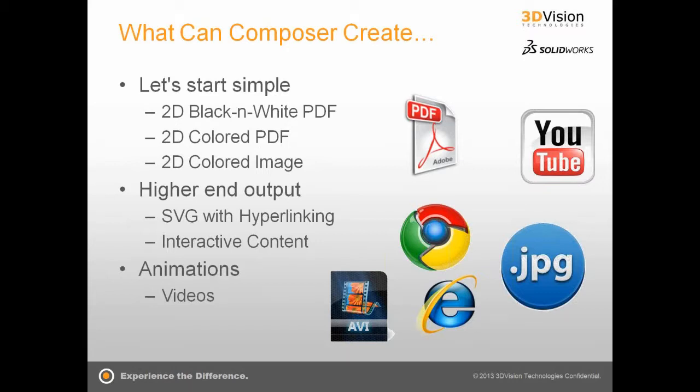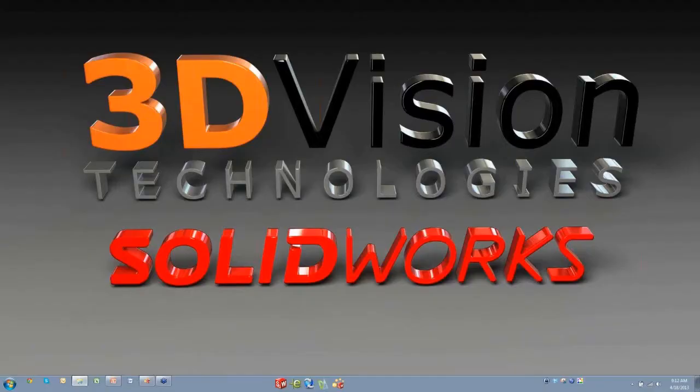Then I can go into higher-end outputs, so SVG files, scalable vector graphics, and it has hyperlinking in there, which is kind of neat. And then some interactive content where I actually go in there and click, and I can rotate things around. And then we'll get to the end of animations, so videos, things that I can throw out there on YouTube or just on my internal web, or send to the customer and have them use that. The first thing I said is going to be 2D black and white PDFs.